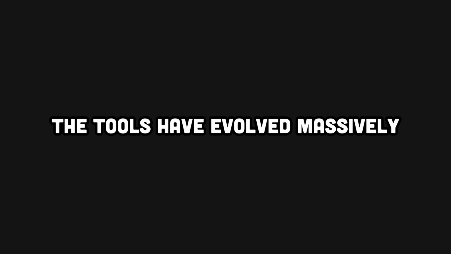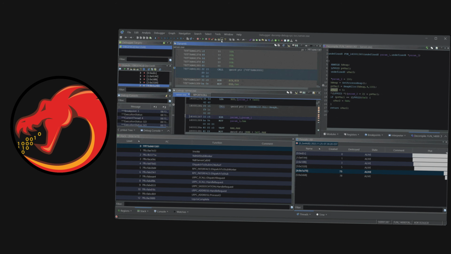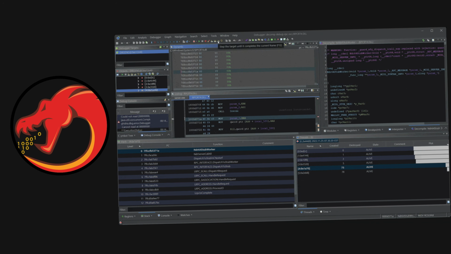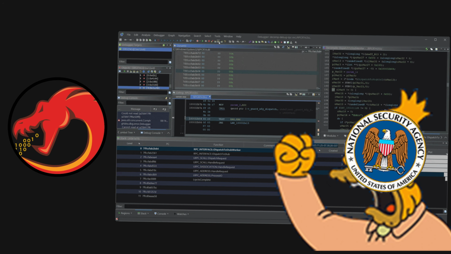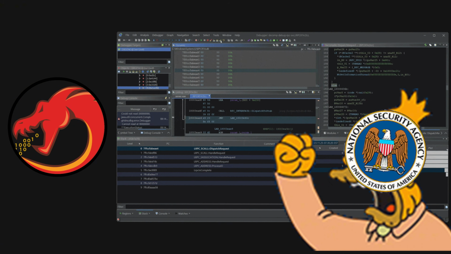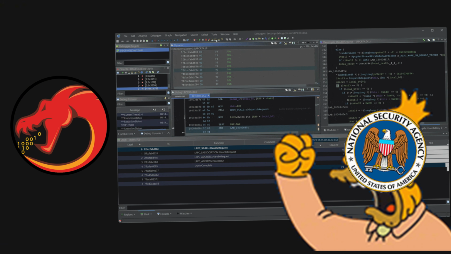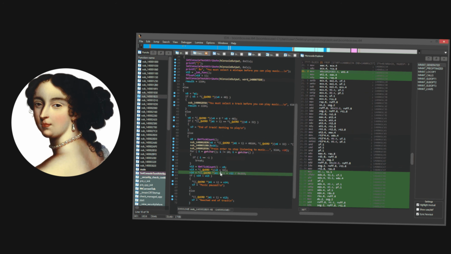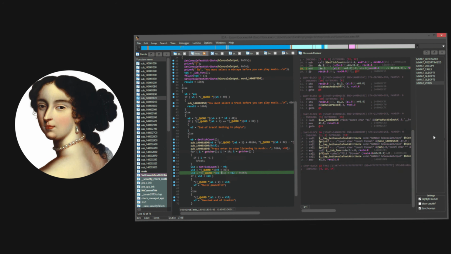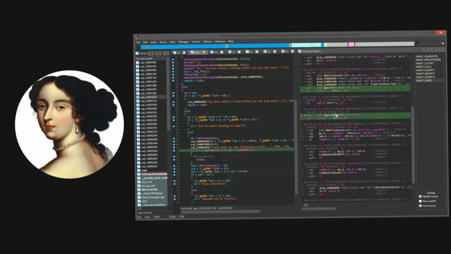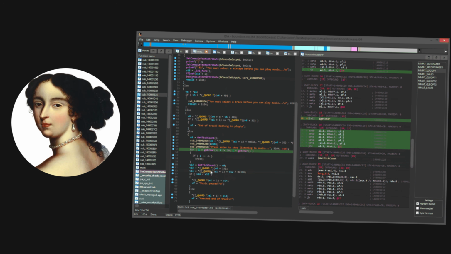The tools have evolved massively. Old school analysts relied heavily on classic disassemblers and debuggers. Today, the ecosystem is much bigger. Tools like Ghidra, a powerful reverse engineering framework originally developed by the NSA and released publicly. It helps researchers turn complicated machine code into something humans can analyze. IDA Pro, one of the most famous tools in the reverse engineering world, used for analyzing binaries, malware research, and understanding how compiled programs behave.